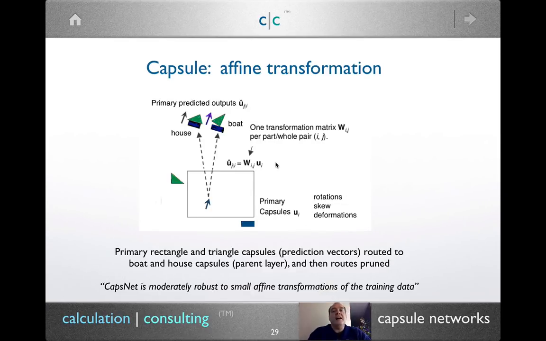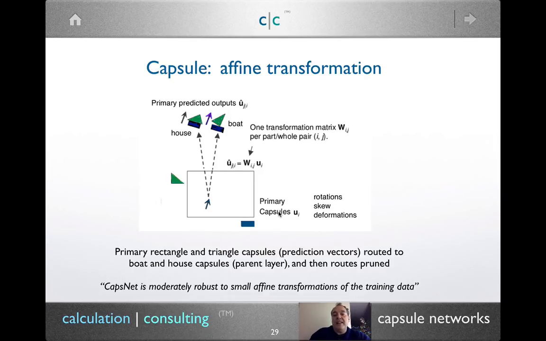So what is this affine transformation? How does this work? Well, let's imagine we have these primary capsules. On this dimension, we have a triangle, and here we have a rectangle. We can imagine if we orient the capsule in one direction, we get a house. If we orient the average of these two, so this is a ui, and this is a ui, and we form this mean, one orientation would give us a house, and another orientation would give us a boat. And so for each pair of ui primary capsules, we get this transformation matrix.